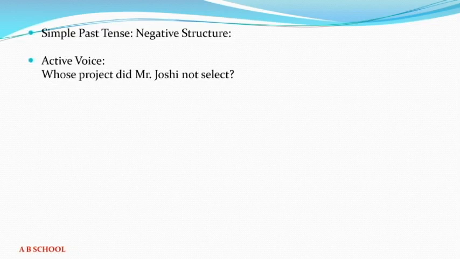Okay, so we are going to now start with the simple past tense negative structure. And the active voice sentence that we are going to study is, whose project did Mr. Joshi not select? Okay, now try to dissect this sentence. That is doing the structural analysis of the sentence. Okay, so the verb part did, auxiliary verb, and we are going to remove it. Simple past tense to be forms will be considered here, and so out of was or were we will have to put one, okay, in the passive structure. And then the verb not select. Now not will remain as it is, and select will turn to the third form of the verb selected, right?